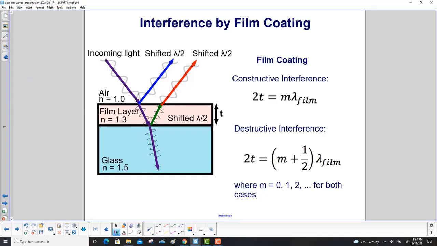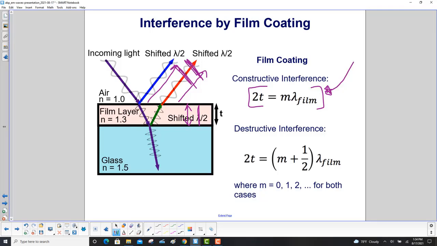Here's where we show the brilliance of math and physics and how beautifully they work together. The words on the previous page said when you have a path length difference, in other words, the red wave travels one distance, the blue one travels a smaller distance. So that distance there, which is going to be equal to this 2t, because the red one goes down then comes back up, has to equal an integral number of the wavelength of the light in the film. That's exactly what this equation says without any sentences. And that gives you constructive interference.